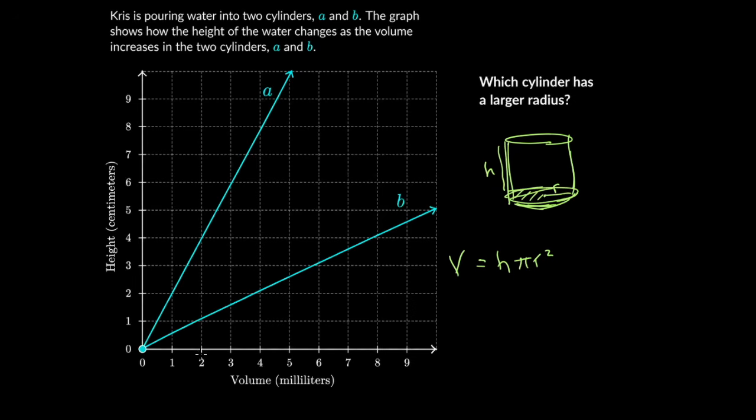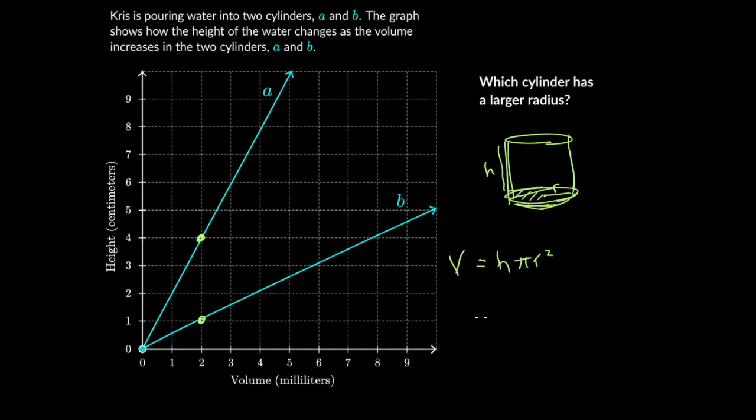Now, for a given volume, we have different heights here. And actually, let me pick a point that looks awfully close. So let's pick those two points there. We don't have to get exact because these are so far apart. It seems like at a volume of 2 milliliters, we're at a height of roughly 1 centimeter for B, and we're at a height of 4 centimeters for A. So let's think about what that is actually saying.